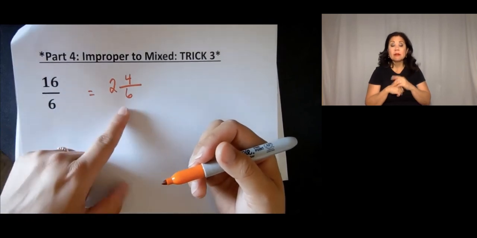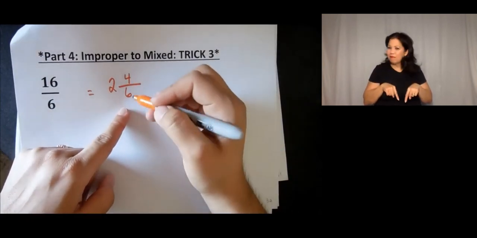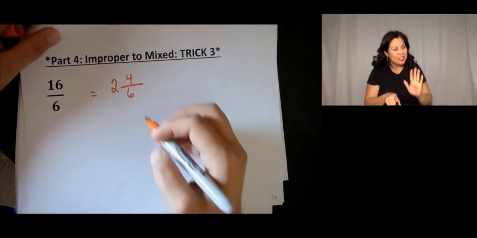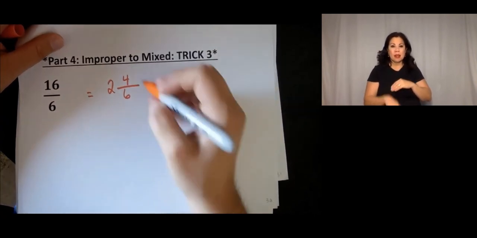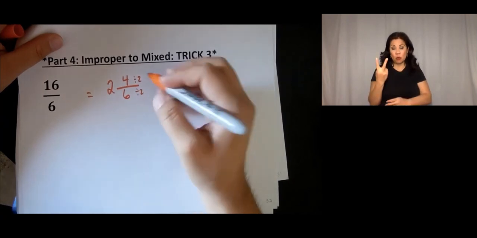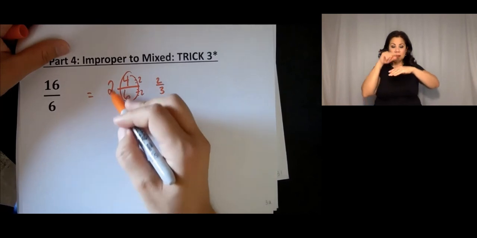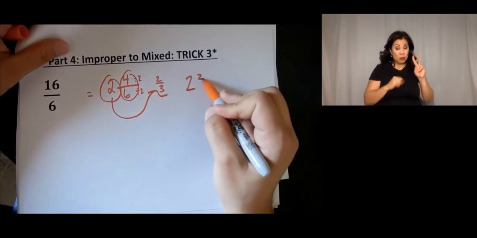And you would think that this is our final answer, but it's actually not because it's not simplified. Sometimes this can happen. This is exactly why I gave you this example, right? Because look, 4 divided by 6, you can simplify that. You can divide by 2, top and bottom. So this part turns into 2/3. So your final answer, don't forget about this 2 on the outside. It has to go there. So it's going to be 2 2/3.